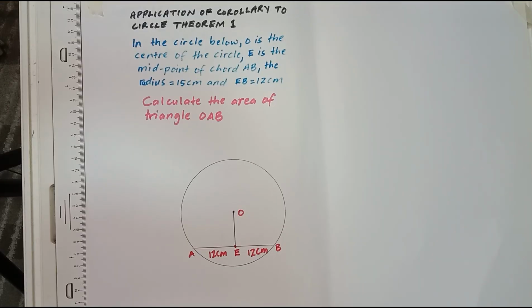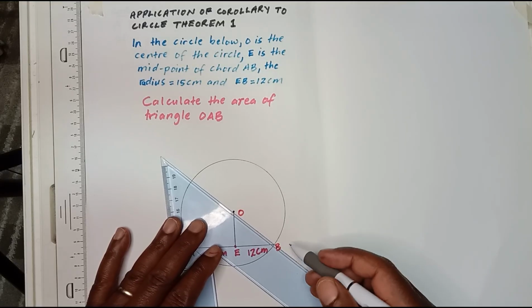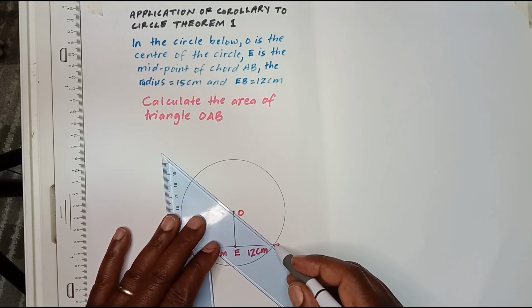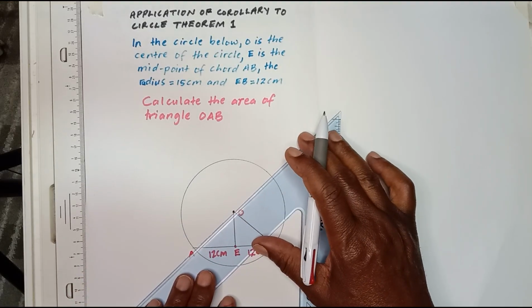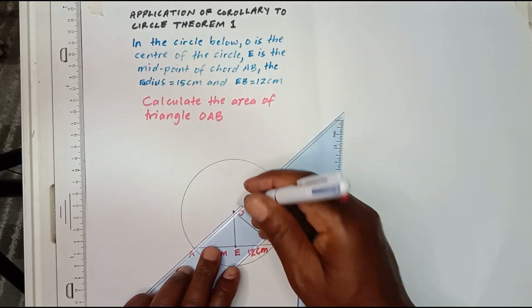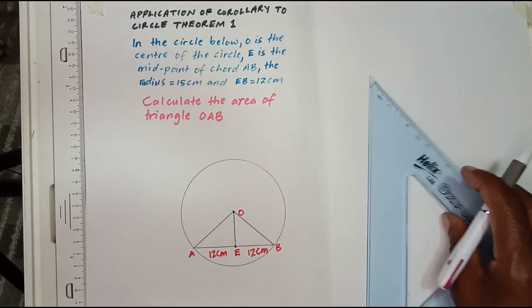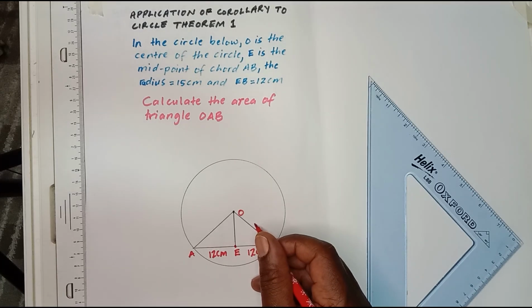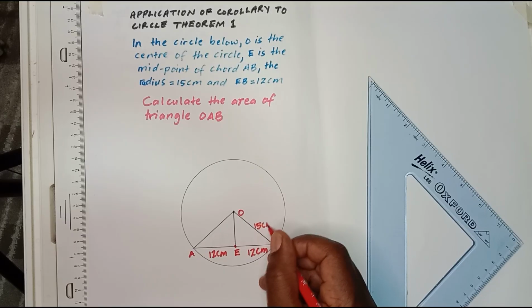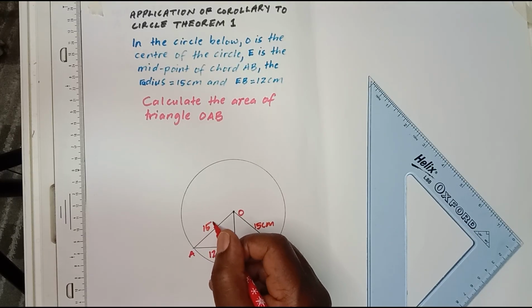So we need a construction so that we see the triangle clearly. We have to join the center O to end B of the chord with a straight line, and center O to end A of the chord with a straight line. So OB is the radius, OA is also the radius. So OB is equal to 15 centimeters, and OA is also equal to 15 centimeters.